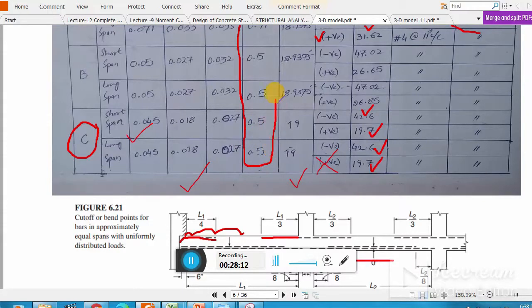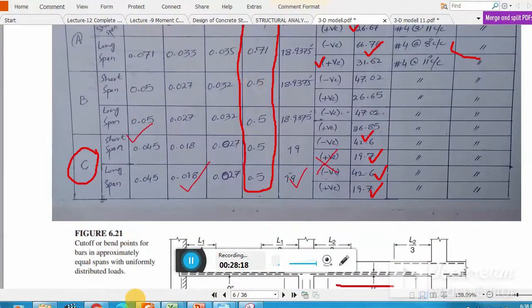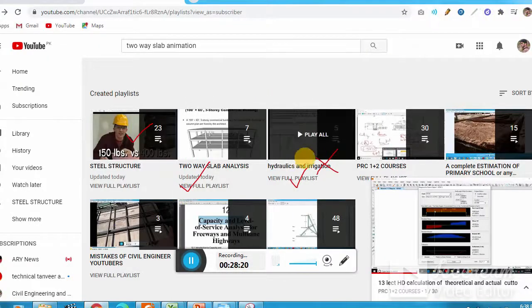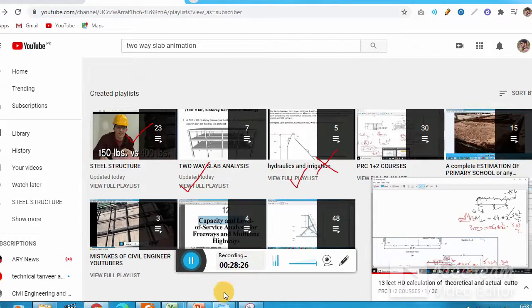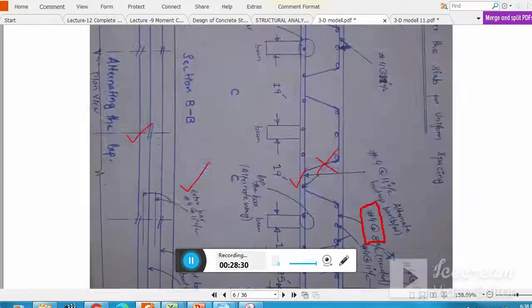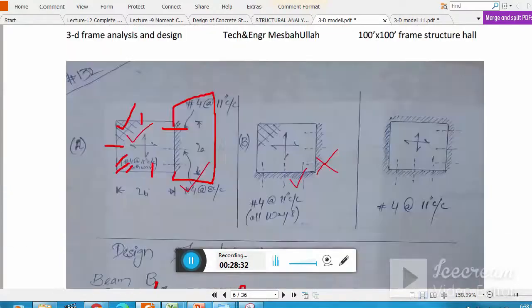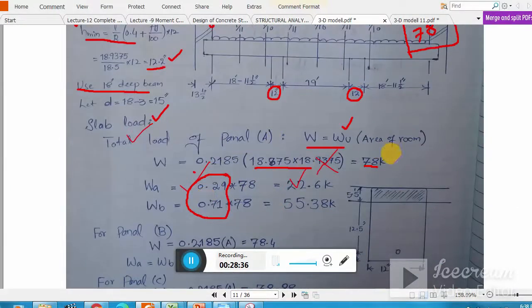I don't want to waste my time. If you are interested to learn these things, please watch the two-way slab analysis lectures available on my channel. You will understand how to use those coefficients. Here I am using the same coefficients, and you see the total load is 78.